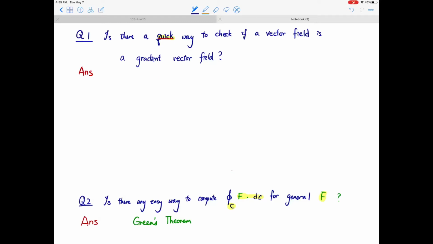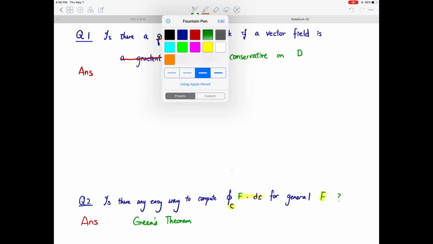Before I move on to the next example, I want to answer the first two questions that I raised in the very beginning of this week. The first question is, is there a quick way to check whether a vector field is a gradient vector field? Firstly, now we have a better question to ask. Instead of whether it's a gradient vector field, is whether it's conservative on a region D. Okay?